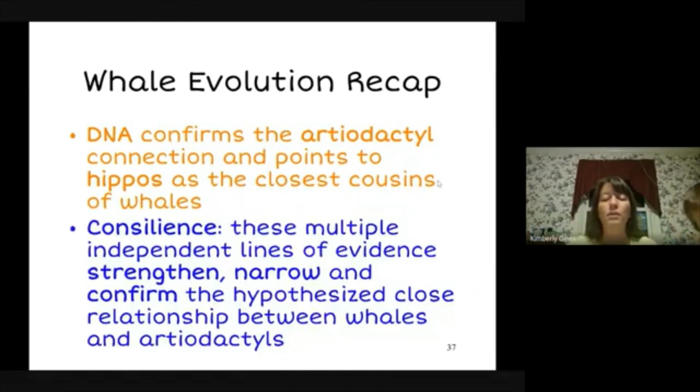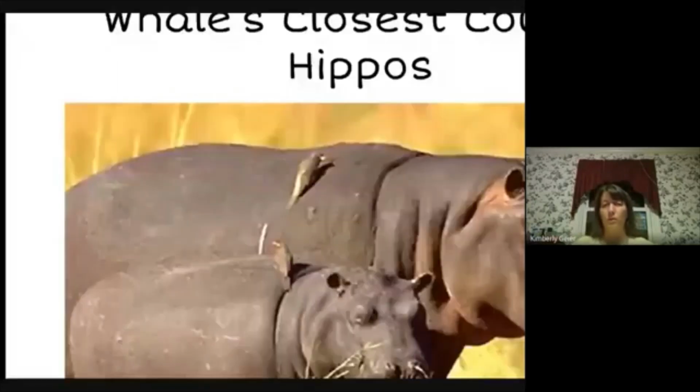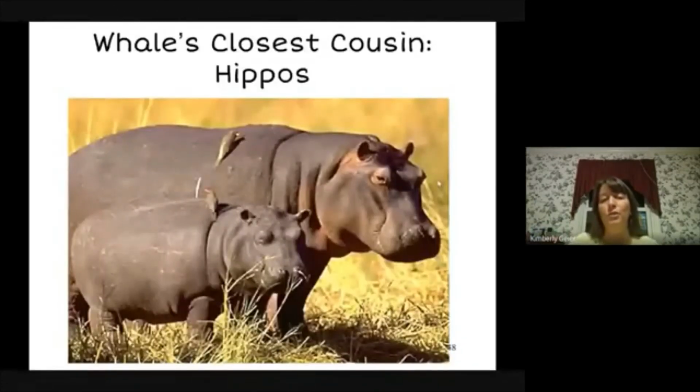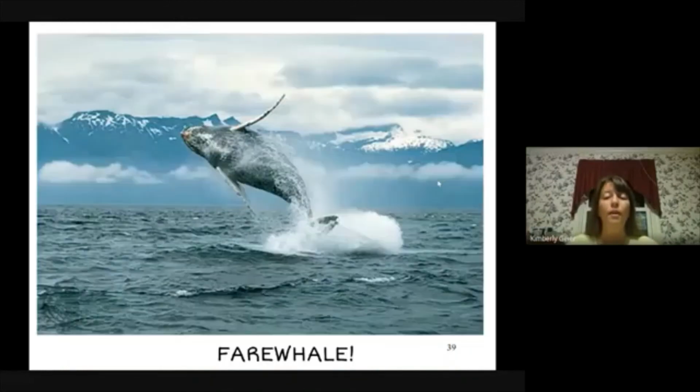So all of these different lines of evidence, DNA and fossil evidence and ankle bones, like anatomy evidence, all of those different lines of evidence point to the same answer. So that gives us an even stronger piece of evidence that there is a relationship between whales and artiodactyls, and specifically, whales' closest cousins are hippos. So hopefully you got a little review of all the different evolution, and you now have a better understanding of whales' evolution.